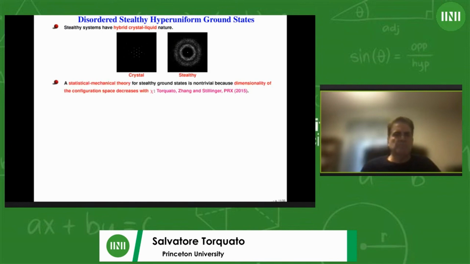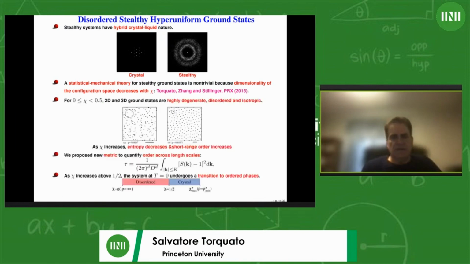And there is a theory that goes with this, which is really highly non-trivial, because the dimension of the configuration space is actually changing as you change chi. Normally in statistical mechanics, the dimensionality of the configuration space always stays fixed because the number of particles is fixed.